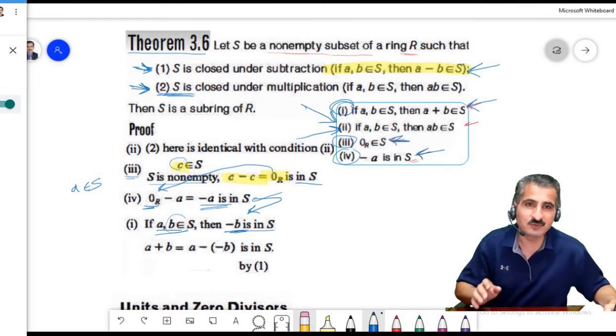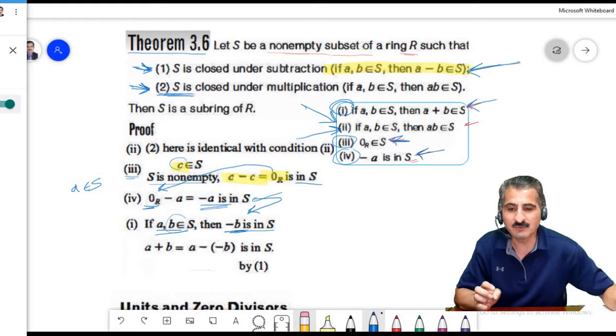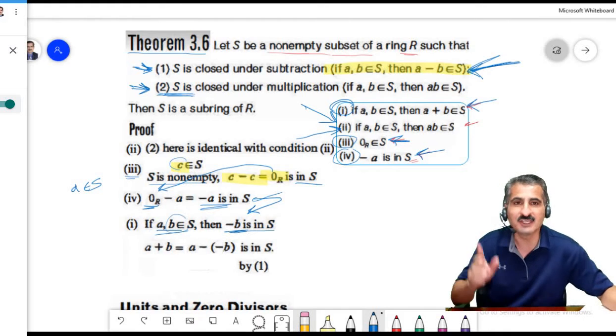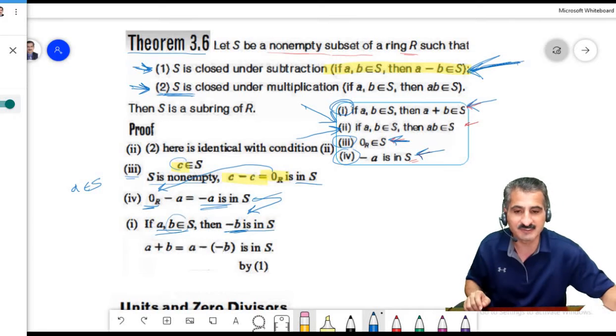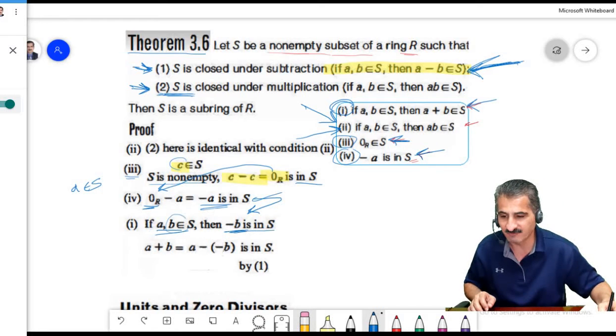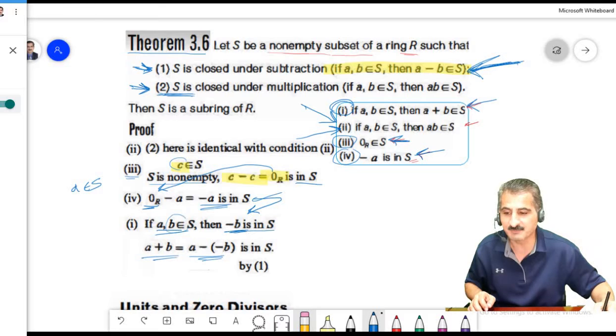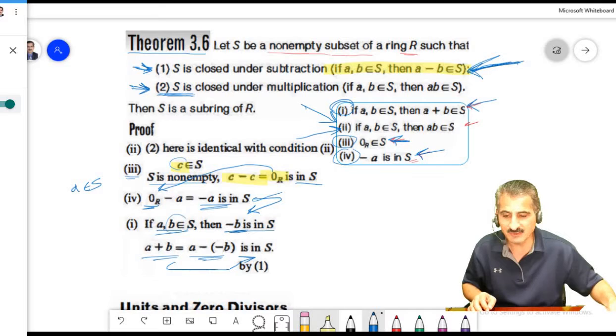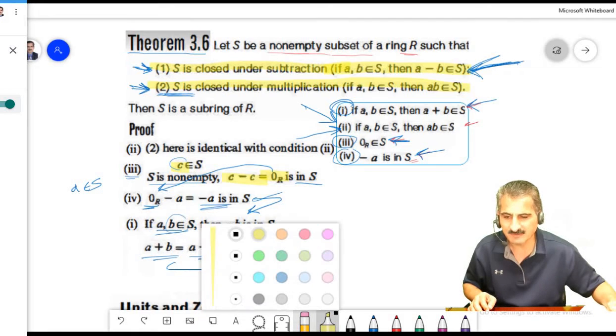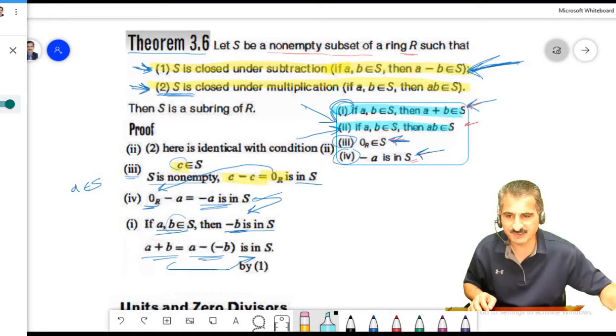So I have two elements, A and negative B in S. Now I will use part 1 given here again and say A minus negative B must be in S using this part. But A minus negative B is A plus B. So A plus B is in S. So good. Using this condition along with this condition, we have shown that these four conditions are achieved.